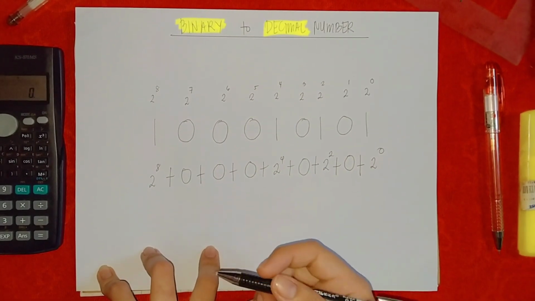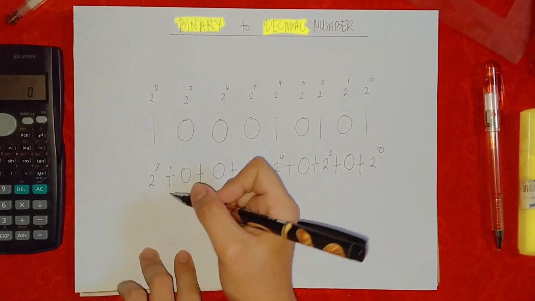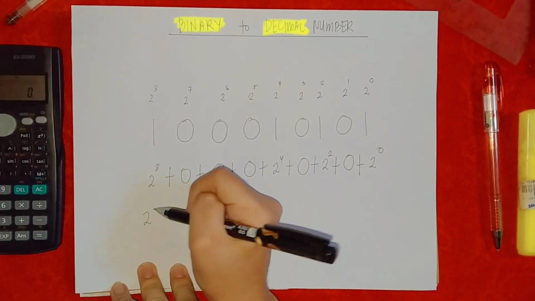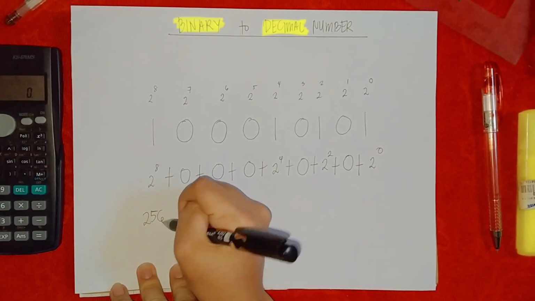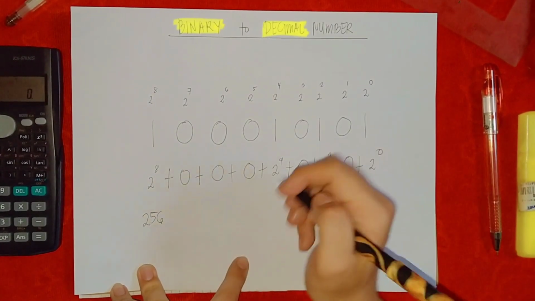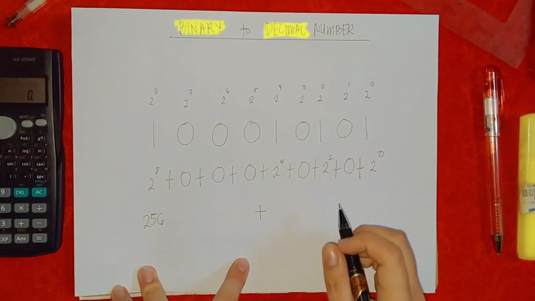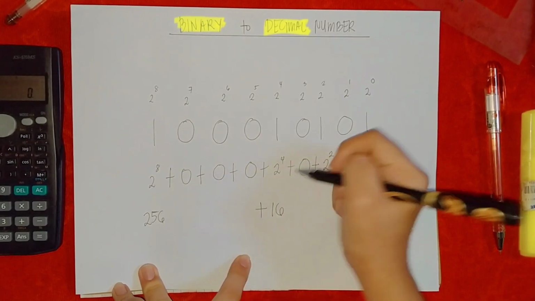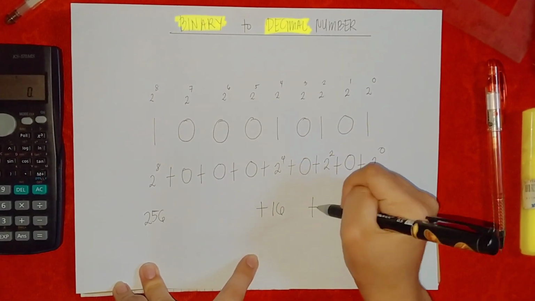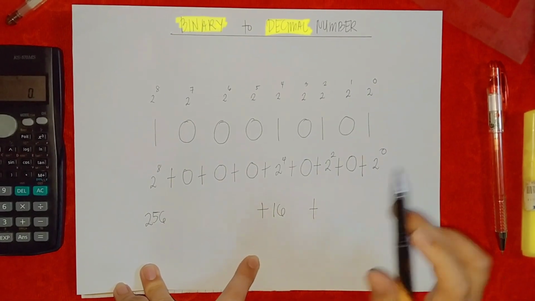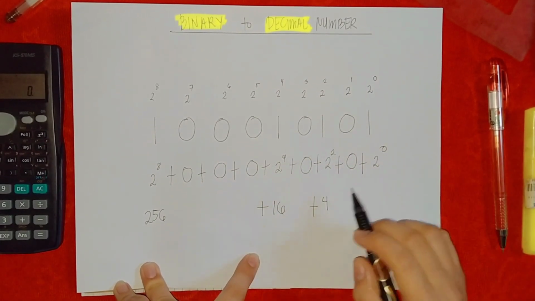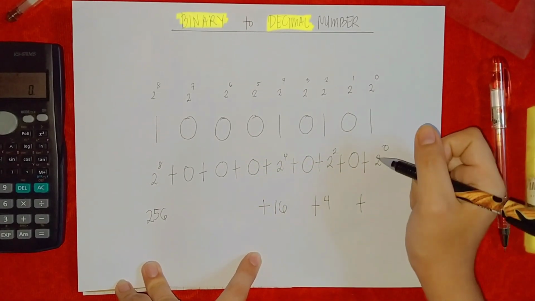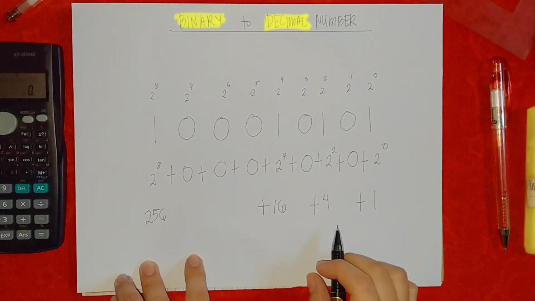And let's get the value of 2 to the 8th power. 2 to the 8th power is 256. So eliminate the 0. Let's proceed to 2 to the 4th power. 2 to the 4th power is, of course, 16. Eliminate the 0. And 2 to the 2nd power is 4. Eliminate again the 0. And 2 to the 0 power is 1. So let's add this.